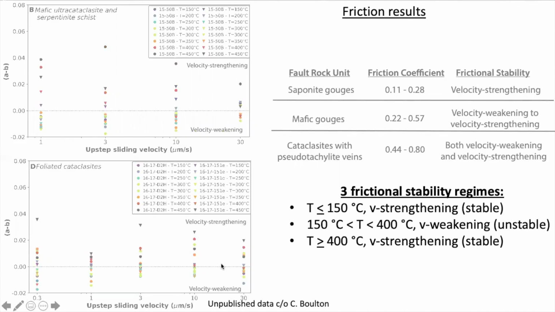But the main regimes that are described by these experiments are that the fault rocks at temperatures less than 150 degrees are velocity strengthening and stable. Between 150 and 400 degrees C, they are more velocity weakening and frictionally unstable. And then again, above 400 degrees C, they transition back to being velocity strengthening and frictionally stable.